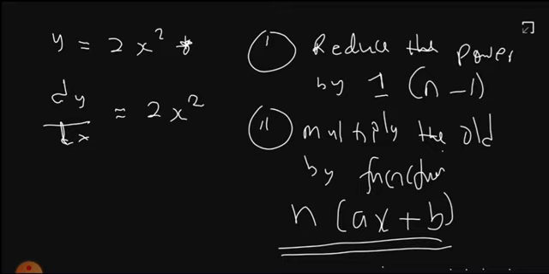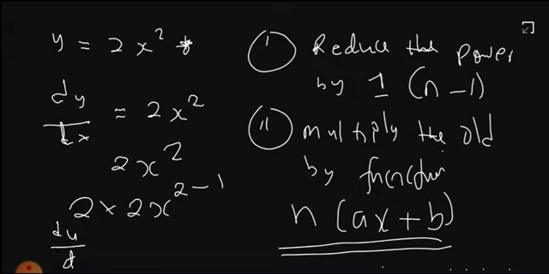Now in this case, we have 2x squared. We are going to multiply the old power with the whole function. So I'm going to say 2 times 2x squared. We are going to reduce the power by 1, so minus 1. So dy dx will be equal to 2 times 2, that's 4x. 2 minus 1 is 1, so it's the same as 4x. So that's how you can differentiate a simple function.